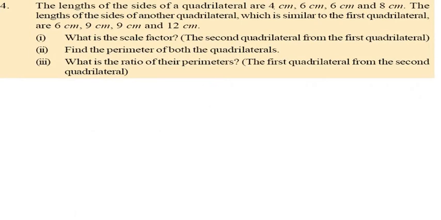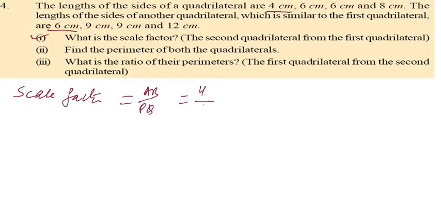The lengths of the sides of a quadrilateral are 4, 6, 6 and 8 centimeters. The lengths of the sides of another quadrilateral, which is similar to the first quadrilateral, are 6, 9, 9 and 12. Now the first one is, what is the scale factor? You can write the scale factor. The scale factor is equal to AB upon PQ. AB is given as 4 centimeters, so you have to write 4. And PQ is given as 6 centimeters. So you can say 2 4s are 4 and 2 3s are 6. So 2 by 3 will be your answer.